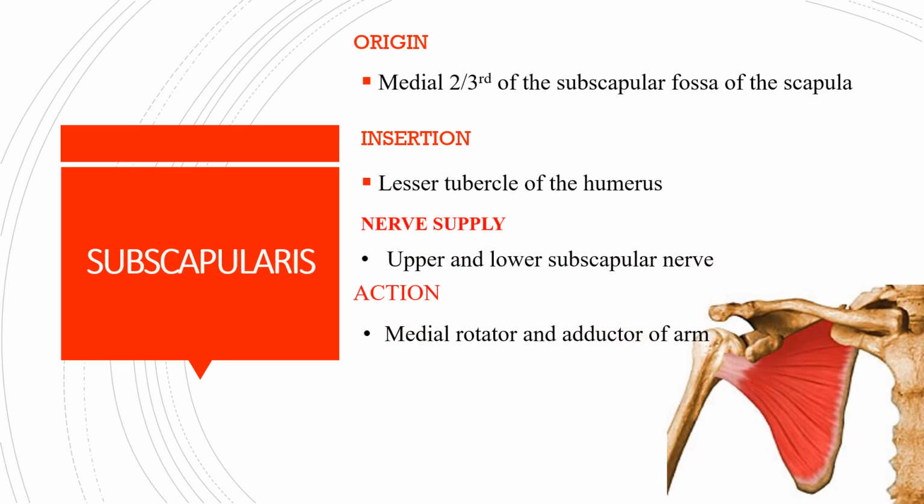Now we are discussing the subscapularis muscle. Here there is the subscapular fossa on the costal surface of the scapula. The origin is the medial two-third of the subscapular fossa of the scapula. Insertion is on the lesser tubercle, unlike the remaining three muscles which insert on the greater tubercle, on the upper, middle, and lower impressions. The nerve supply is the upper and lower subscapular nerves. Action is medial rotation and adduction of the arm.